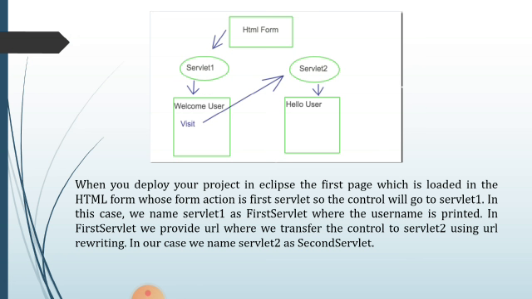The form loads, see, and that is the action of the first servlet. So the control will go to servlet 1. All the control is handled by servlet 1 from the user. Okay, in this case we name servlet 1 as the first servlet where the user name is printed. In this first servlet we provide a URL where we transfer the control to servlet 2.